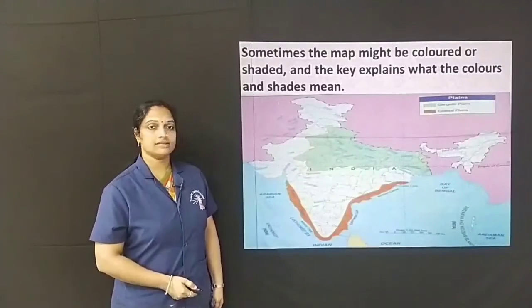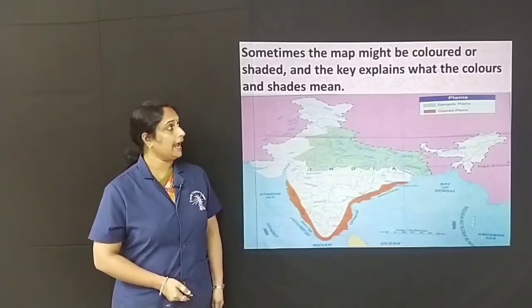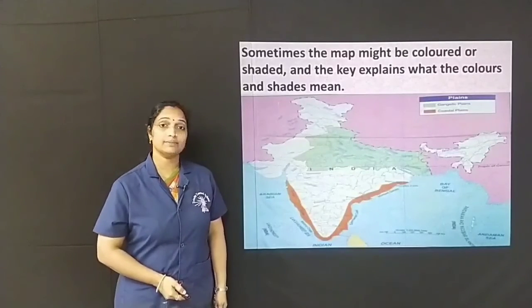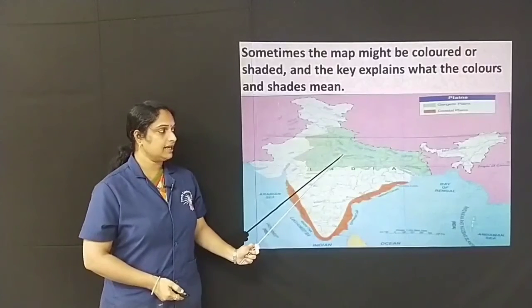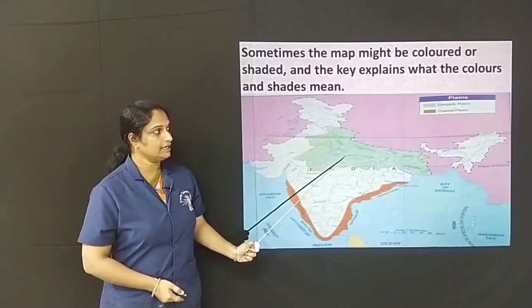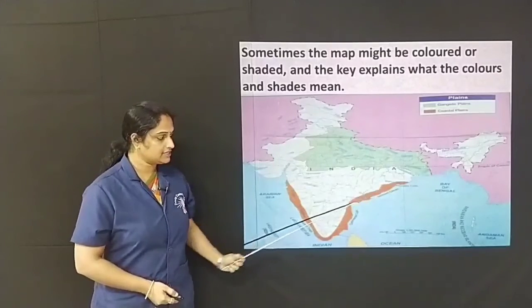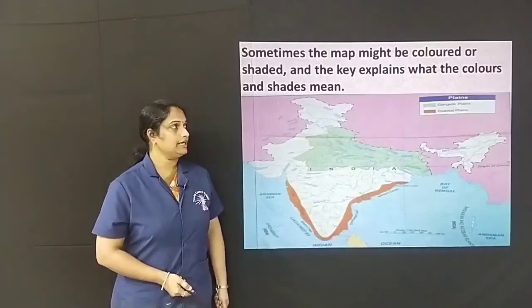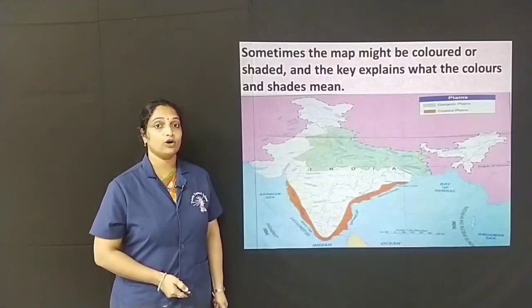So next, sometimes the map might be colored or shaded, and the key explains what the colors and shades mean. So look at this map. Here you can see the light green color which shows Gangetic plains, and here you can see the orange color. Here you can see coastal plains. So it is very important to study the colors and shades on a map.